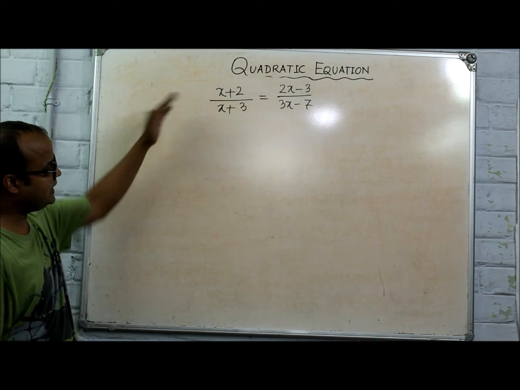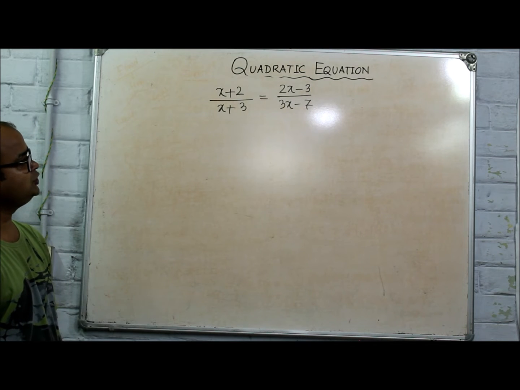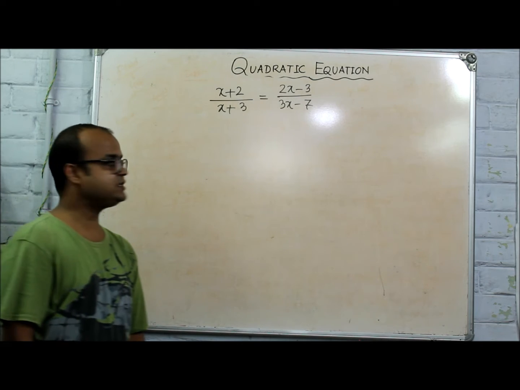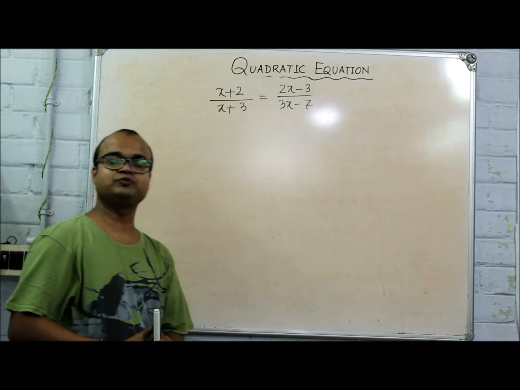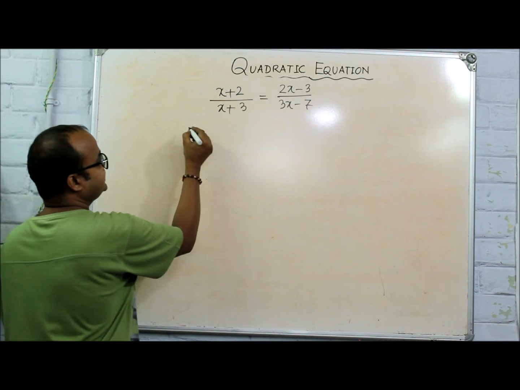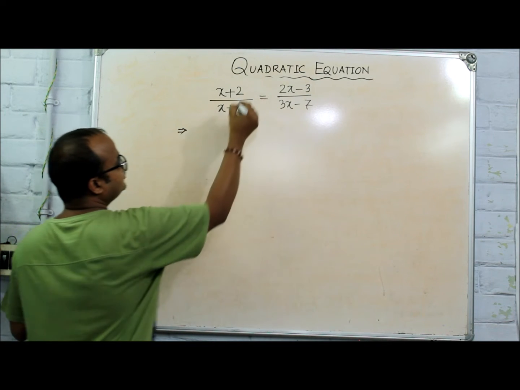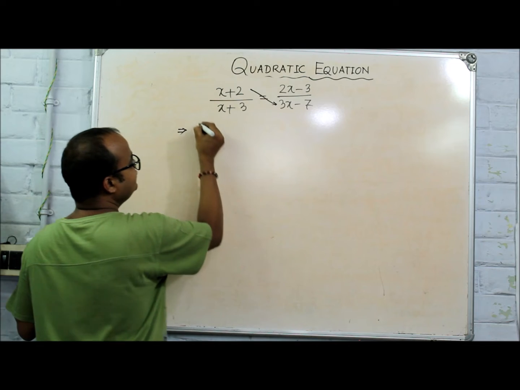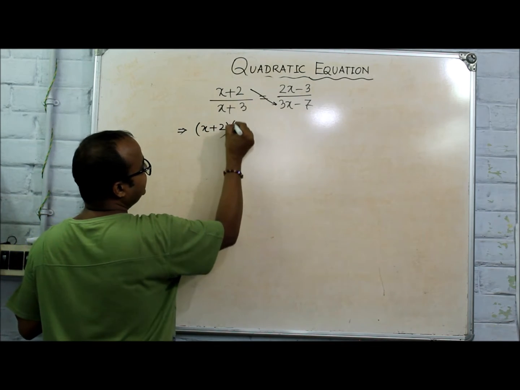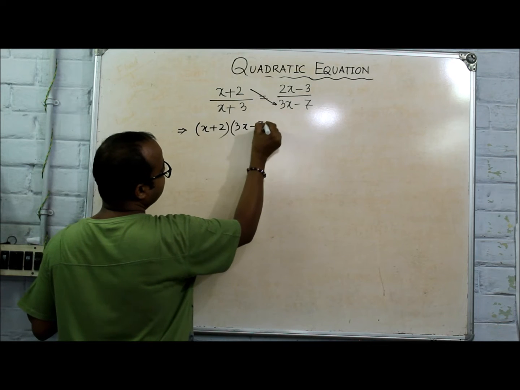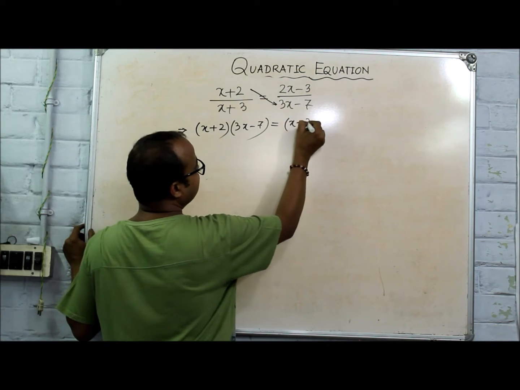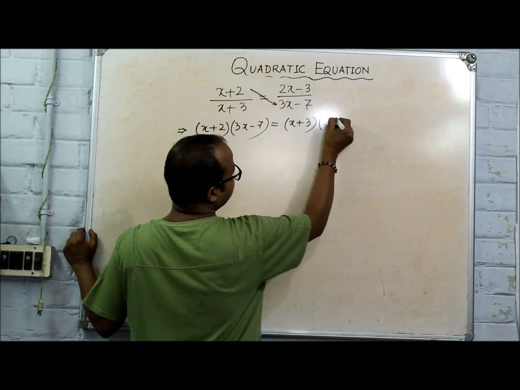X plus 2 by x plus 3 is equal to 2x minus 3 by 3x minus 7. We apply cross multiplication here. So if you apply cross multiplication here, these two will multiply. So x plus 2 multiplied by 3x minus 7 is equal to x plus 3 into 2x minus 3.